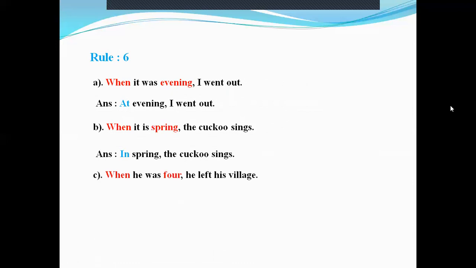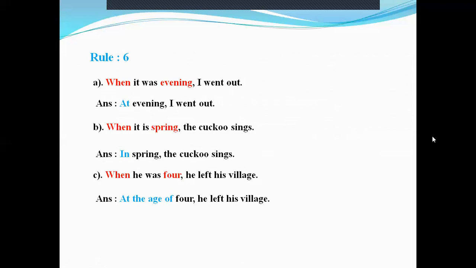Number C, when he was 4, he left his village. If there is when in a complex sentence and it indicates a number, then write at the time of instead of when and omit the subject and be verb. So the answer will be, sorry, you write not at the time, at the age of.